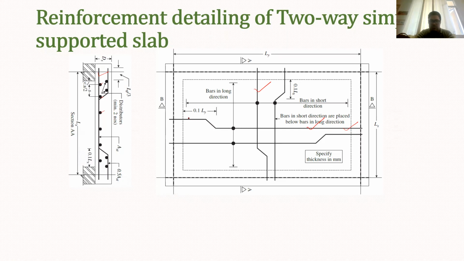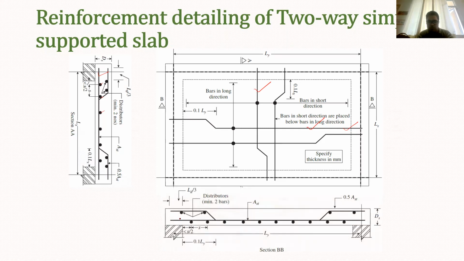Similarly, if we cut the section along section BB, here you can see these dotted lines are now showing on the lower side. So always remember that the reinforcement along the shorter span will always be on the bottom side, and the reinforcement along the longer span will always be above the reinforcement which is provided along the shorter span. So that is the reinforcement detailing.